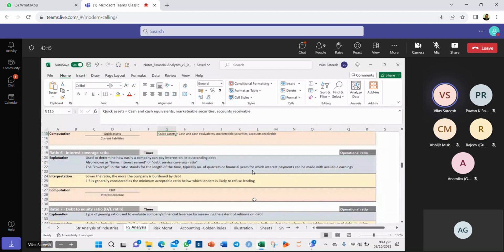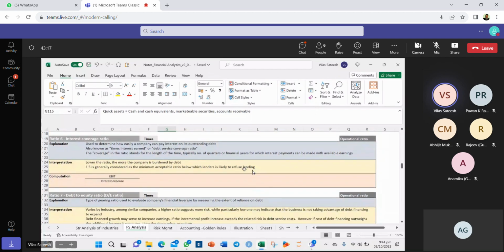Then the next one is your interest coverage ratio. We use this to determine how much profit the company has compared to how much interest it has to pay for its capital. Sometimes we call it times interest earned or debt service coverage ratio. It always says how many times I can pay.